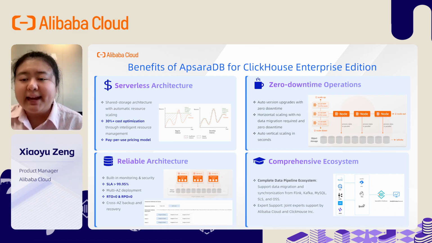Second, the shared storage architecture makes zero downtime and manual-free version upgrades and horizontal scaling come true. Third, we provide built-in multi-zone deployment and cross-zone backups and a guaranteed 99.95% SLA. Finally, we provide a more comprehensive ecosystem supporting data migration and synchronization from Flink, Kafka, MySQL, SLS, and OSS. And also because the Enterprise Edition is co-developed by Alibaba Cloud and ClickHouse Incorporation, this version is backed by joint expert support from both Alibaba Cloud and ClickHouse Incorporation.